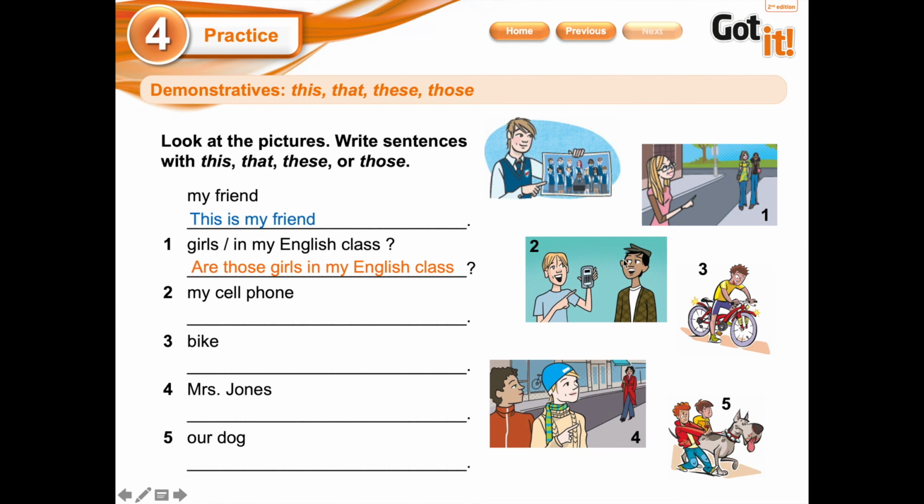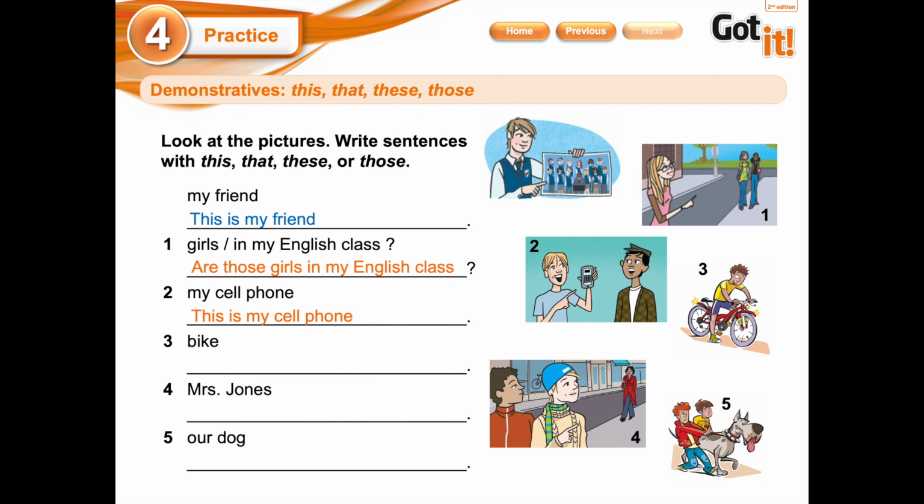Let's continue with number 2. Pay attention to photograph number 2. "My cell phone," and the boy is showing the cell phone in his hand. And what is the correct option? This is my cell phone. Very good. Let's continue with number 3.